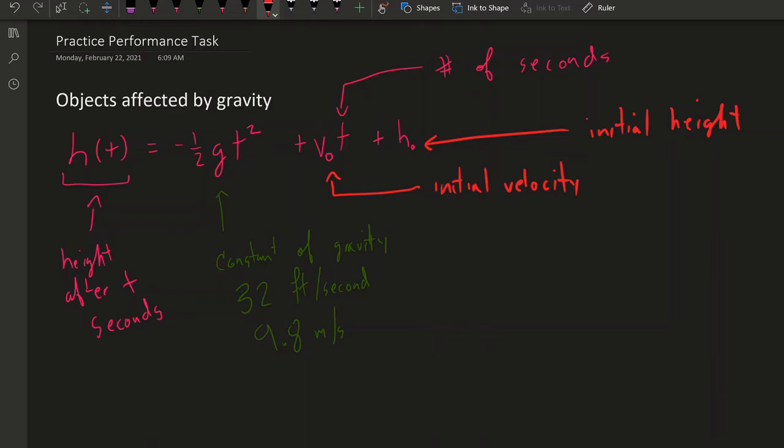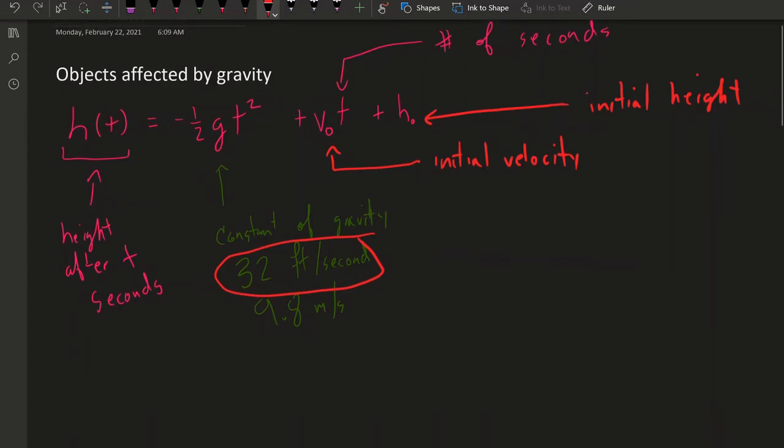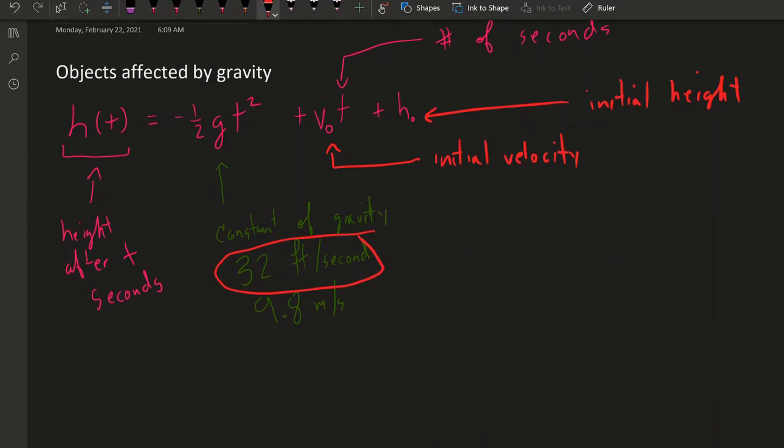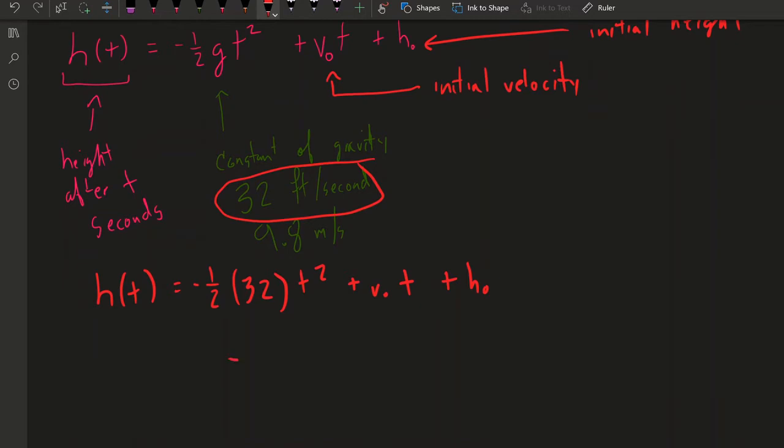Now, since all of our activities will take place on the planet Earth and be measured in feet, we can go ahead and substitute in this 32 feet per second squared, which is going to give us the simplified equation. h of t is equal to negative 1/2 times 32 t squared plus v0 t plus h0, and that's going to simplify to negative 16 t squared plus v0 t plus h0.